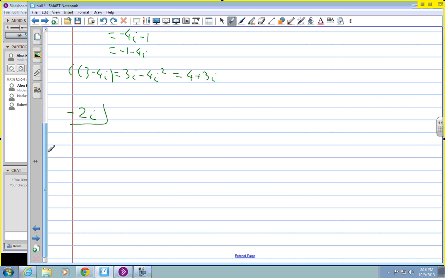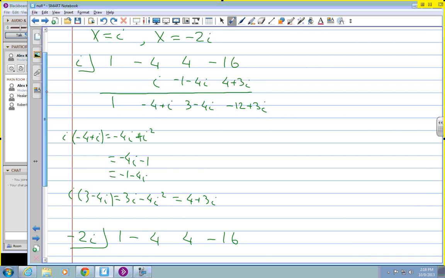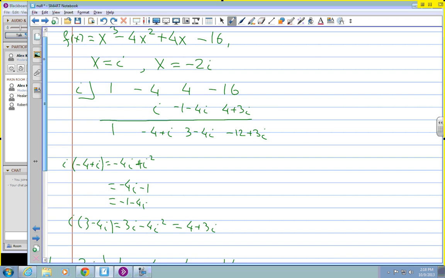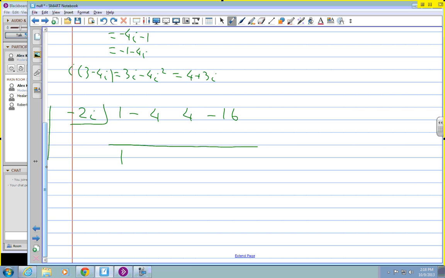So what are the coefficients? 1, negative 4, 4, negative 16. Is that right? So 1 comes down, so we get negative 2i over here. Right? Then we add the 4, you get negative 4 minus 2i. Is that okay? So now, when you multiply this, you have negative 2i times negative 4. What's that?